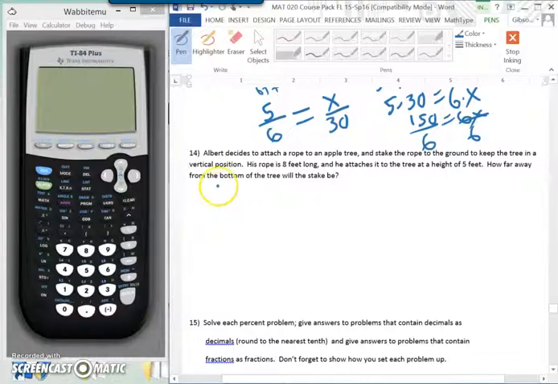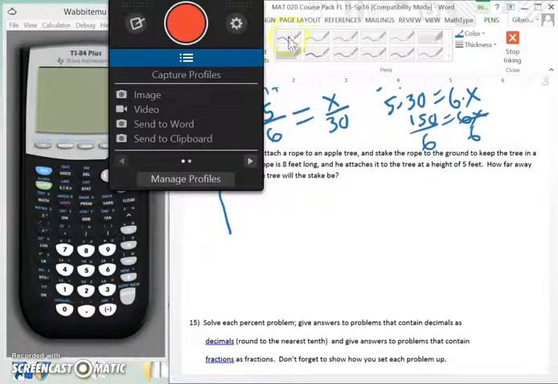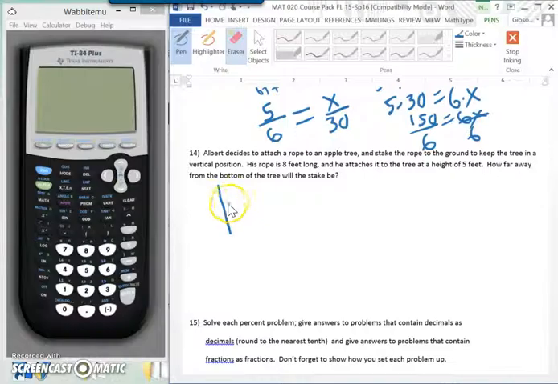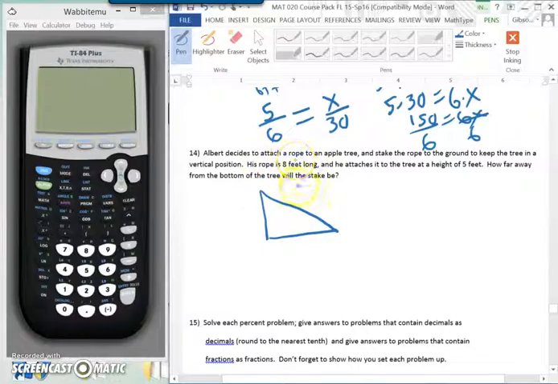Okay, now we have the stake, which I guess I cannot draw a straight line. Let me do that. Okay. We have the stake, we have the ground, and we have the connector rope. Now they tell us that the rope is 8 feet long. The rope goes from the top here to the bottom. Now, it says here it attaches to the tree at a height of 5 feet. So that means this tree is 5 feet tall. So now we need to find this bottom portion here.